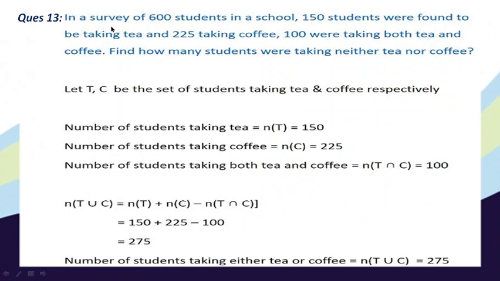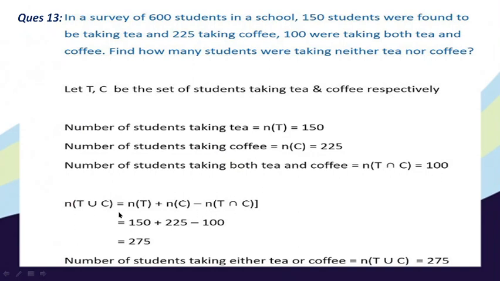Question number 13. In a survey of 600 students in a school, 150 students were found to be taking tea and 225 taking coffee. 100 were taking both tea and coffee. So how many students were taking neither tea nor coffee? Let T and C be the sets of students taking tea and coffee respectively. n(T) is given as 150 in the question, n(C) is given as 225, and 100 were taking both, which means their intersection is equal to 100.